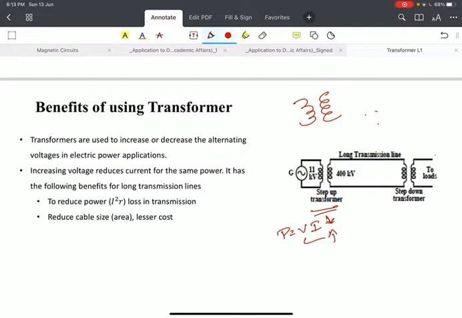Therefore, in an electrical transmission line, we know that the power loss, P loss, is equal to I square R, where R is the resistance of the line. From this we can see that as the current increases, losses increase. In a system, we try to reduce the losses as much as possible in order to increase the efficiency. Therefore, we need to reduce the I square R loss. I square R loss can be reduced by reducing the current through the conductor. In order to reduce the current, we can increase the voltage. That is achieved by using transformers.